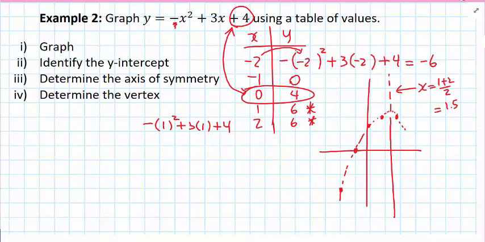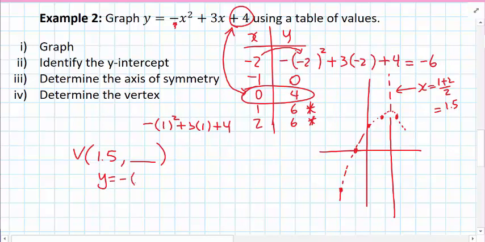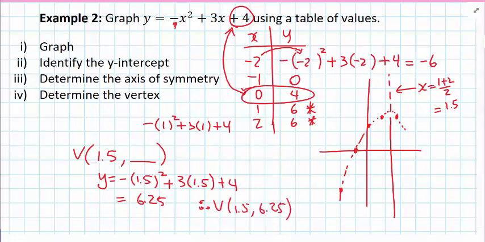Okay, so for my vertex, I know the value of x, which is 1.5. I just need to find the y value, so y equals negative 1.5 squared, okay, plus 3 times 1.5 plus 4. And that gives you 6.25, I believe. Okay, so therefore your vertex is where? Is 1.5 and 6.25. Now, is the vertex a maximum or a minimum? It is going to be a maximum in this case. Okay, so this is the vertex.